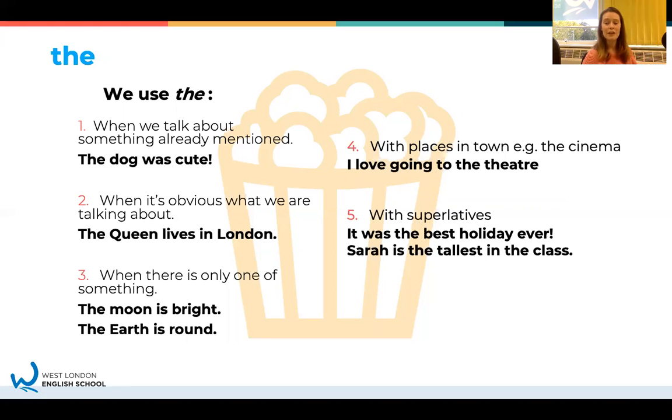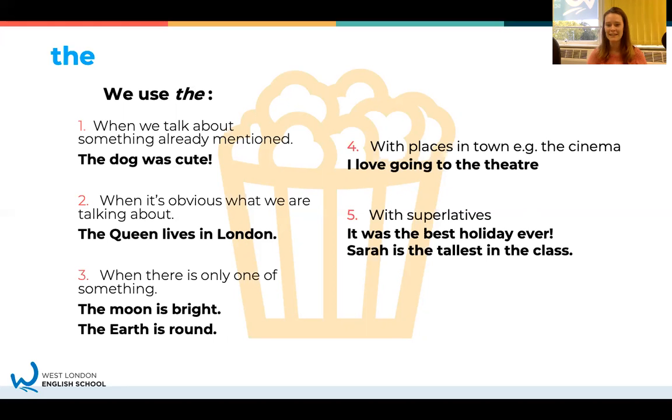Number 3, if there's only one of something, so the moon, there's only one moon that we would normally think about, the earth, the sun. If we're going to be talking about the sun, we're only going to be talking about our sun, the sun that we see every day. I mean, we're in London, but you know what I mean.